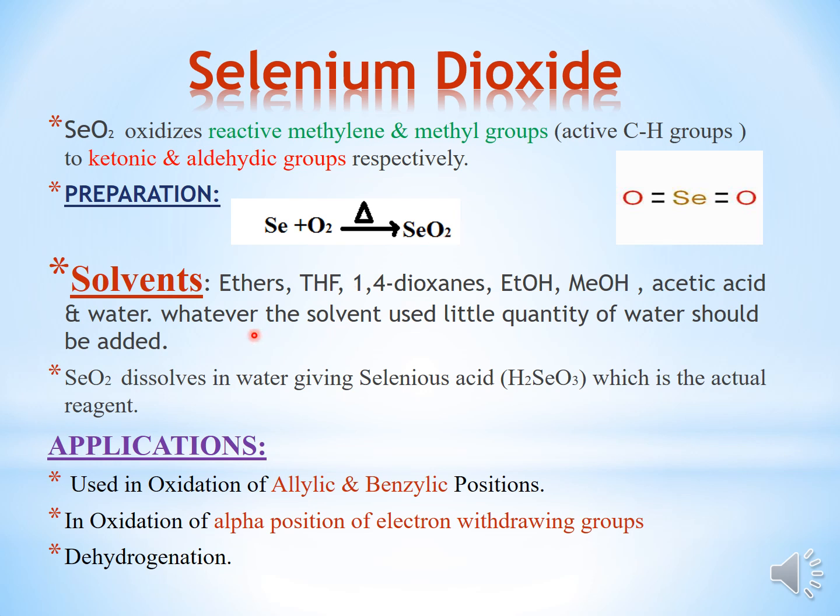What are the solvents we have to use? That will be the question that comes into your mind. The solvents are ether, THF (tetrahydrofuran), 1,4-dioxane, ethanol or methanol, acetic acid, and water. Remember, whatever the solvent used, only a little quantity of water should be added. Whatever solvent you add, you have to add only a little bit of water.